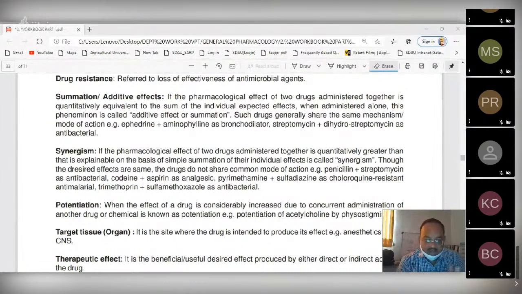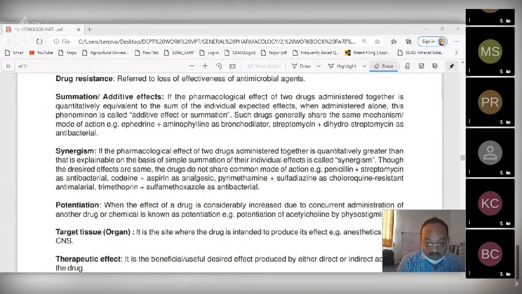So this is nothing but the summative effect. Examples of the summative or additive effect are very common: ephedrine and aminophylline. Both act on the bronchial muscles and both produce relaxation of the bronchial muscles, and because of that they help us dilate the bronchial muscles, especially in case of asthma. Then another one is streptomycin and dihydrostreptomycin as antibacterials.